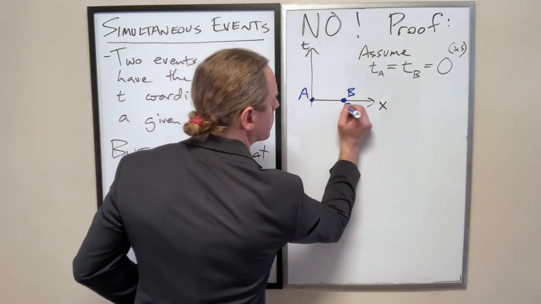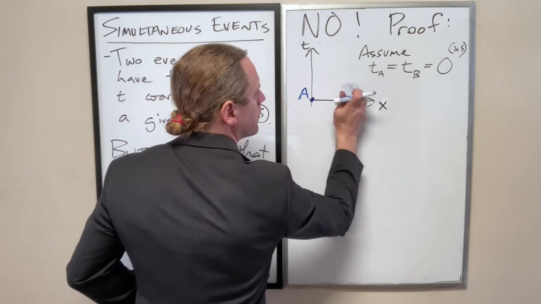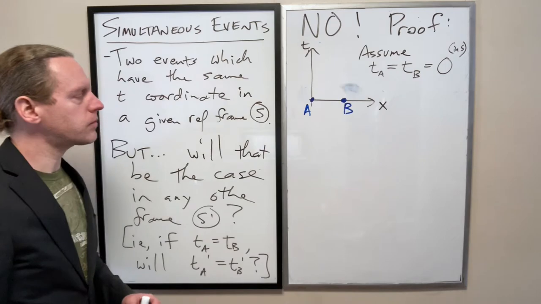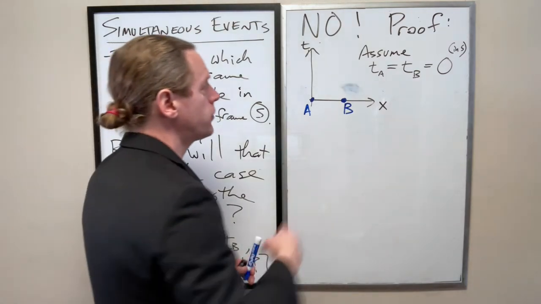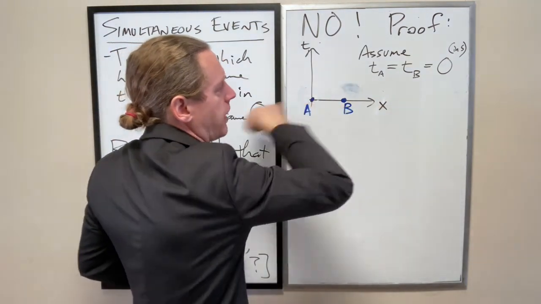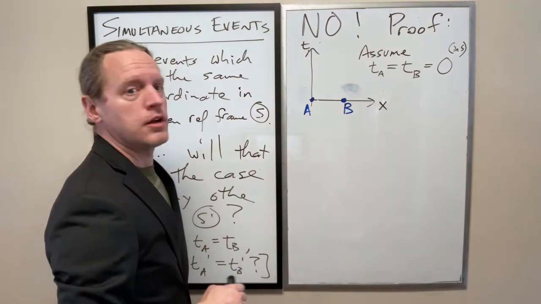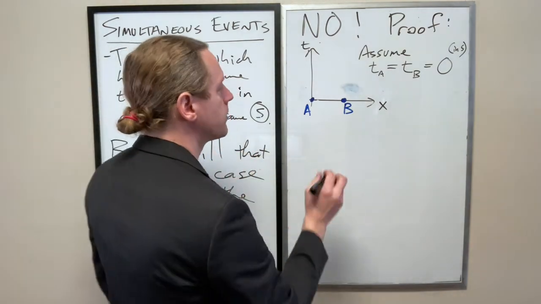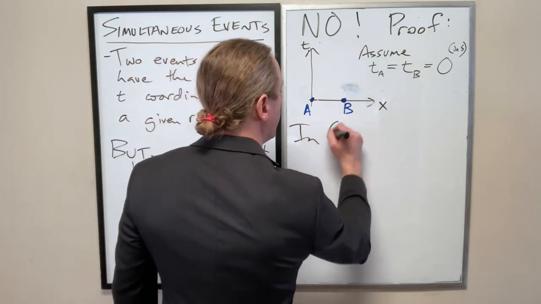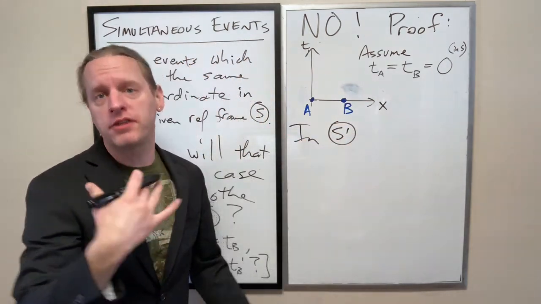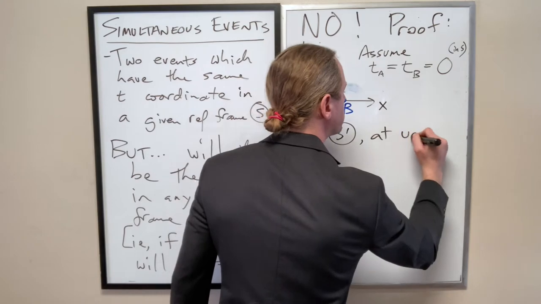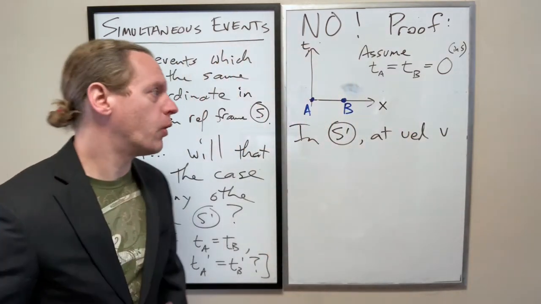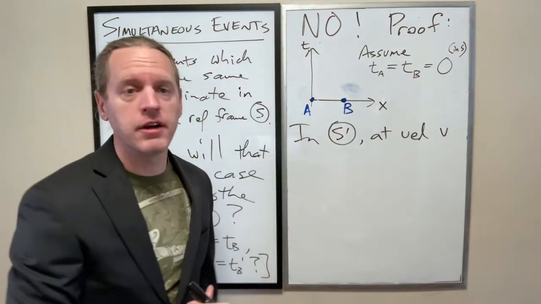So let me draw it like this. So we can pretty clearly see that those fall on the same axis here. But now imagine some other reference frame, S prime. And as always, I'm not going to write this out, but it's going to be moving at velocity V in the x direction only, or whatever direction I've labeled that.